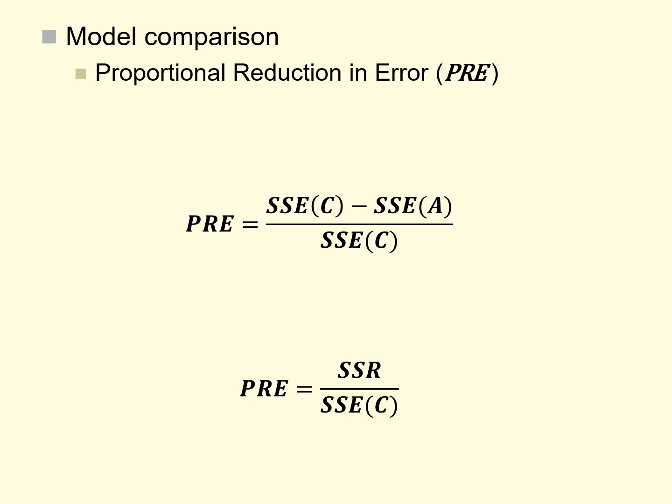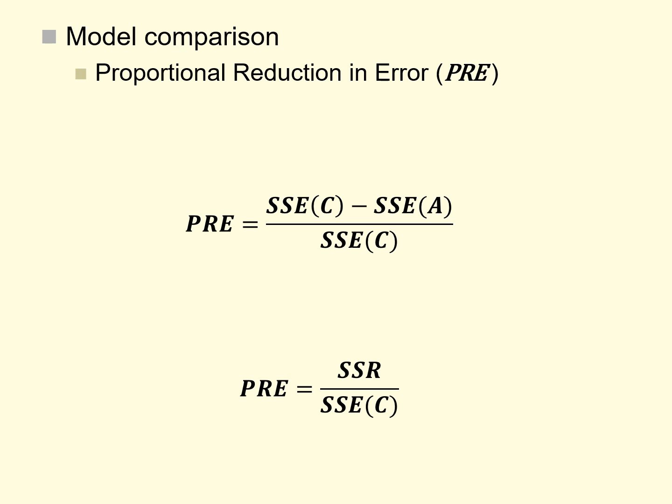The proportional reduction of error, as I described last time, is just the sum of squares error for the compact model. Subtract from that the sum of squares error from the augmented model. Compact model is always going to have more error than the augmented model, and divide that by the sum of squares error from the compact model. Put in slightly different notation, it's just the sum of squares error reduced divided by the sum of squares error from the compact model.